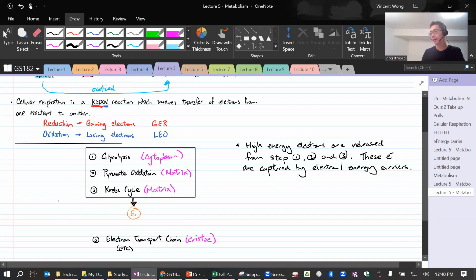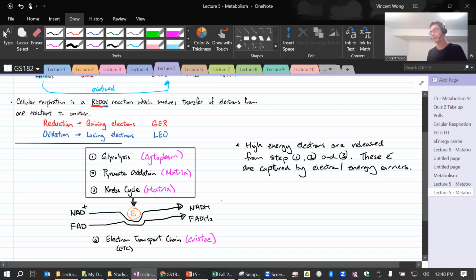So there are 2 kinds of energy carrier that exist in the cell. We have NAD+, and the other one is called FAD. Never mind what they stand for, it doesn't really matter. But pay attention here, okay? The NAD and the FAD, they will go to the first 3 steps. Let me try to draw this. They will pick up the electron, and then they will become NADH and FADH2.